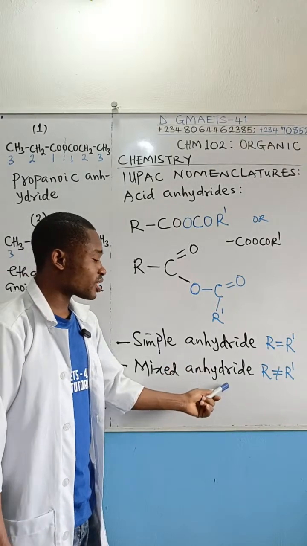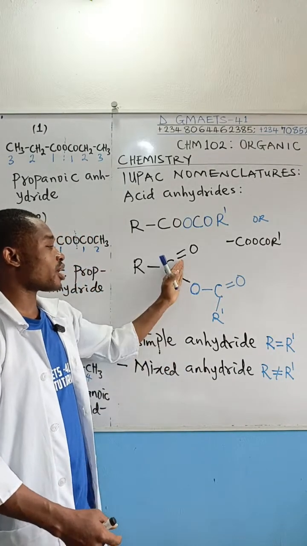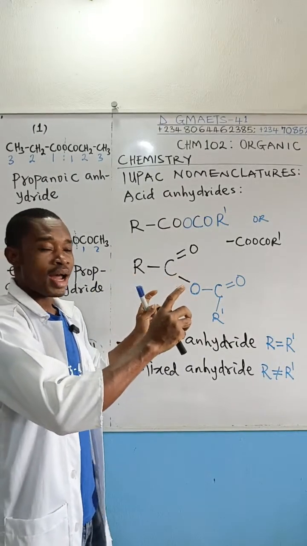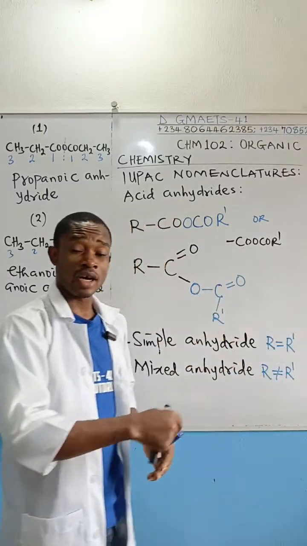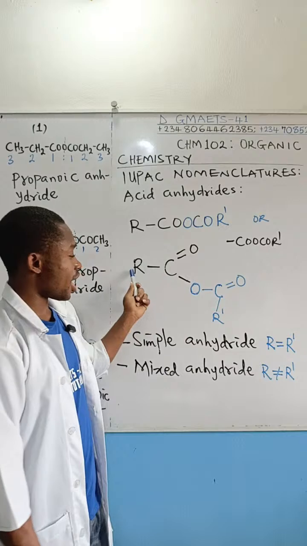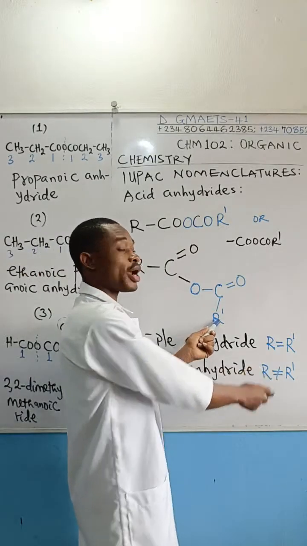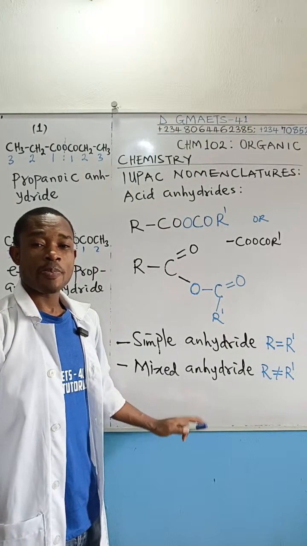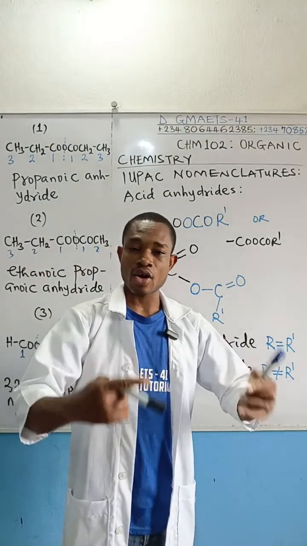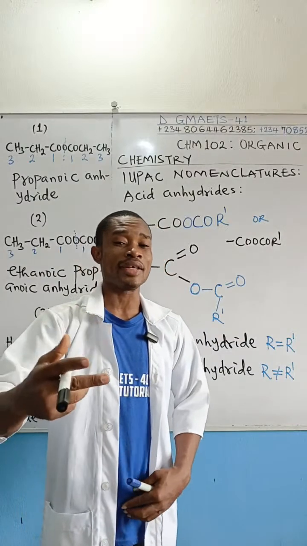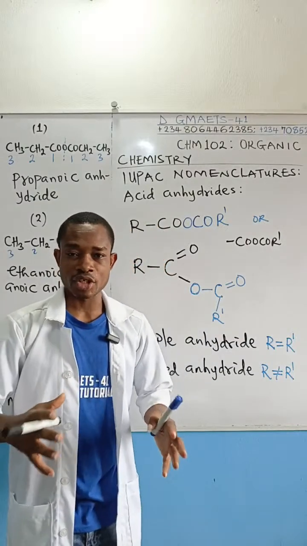Then, if you come to mixed anhydride, that is the case in which the carbon atom on the left of that oxygen singly bonded to both carbons, and the carbon atom on the right of that same oxygen, are not the same. So in this case, we say R not equal to R prime. In that case, the anhydride is mixed. And the parent name follows the pattern alkanoic alkanoic anhydride, which means you mention alkanoic twice, respecting the alphabetization rule.